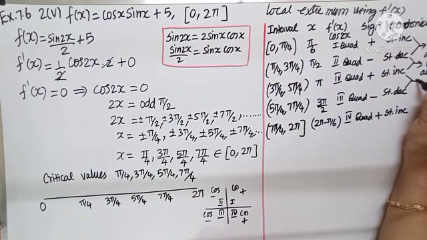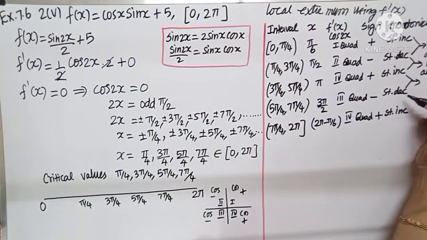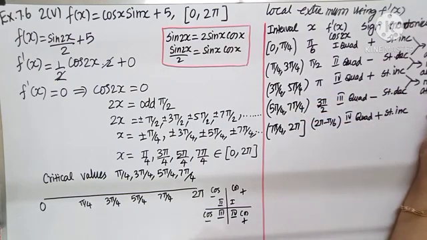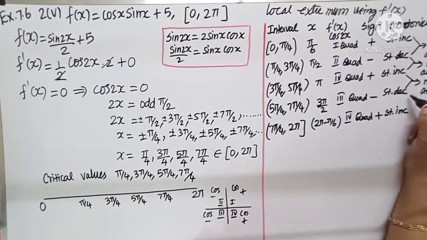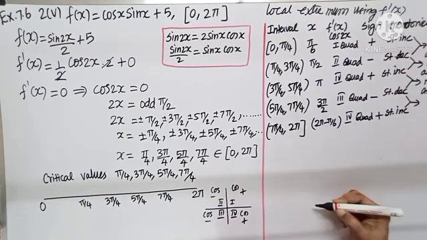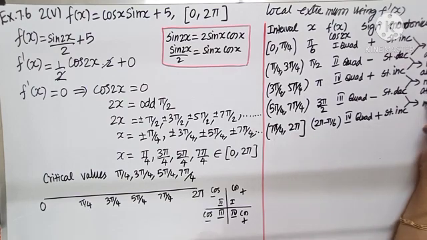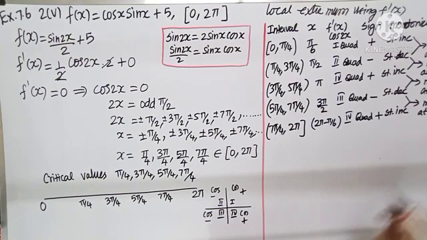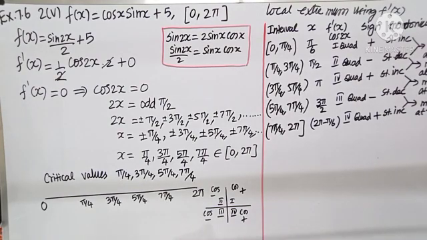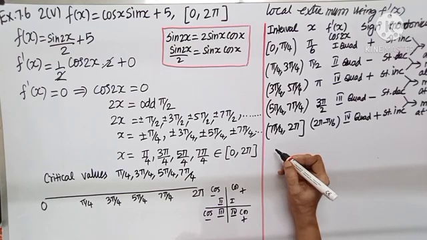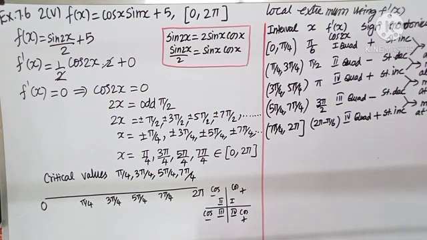The next one, increasing to decreasing, again I will say maximum. The common number is 5π by 4. Maximum at 5π by 4. Now it is decreasing to increasing, minimum at 7π by 4. All these values, let us evaluate what is f of x value. So what are the values we get? Let us take and write the answer.